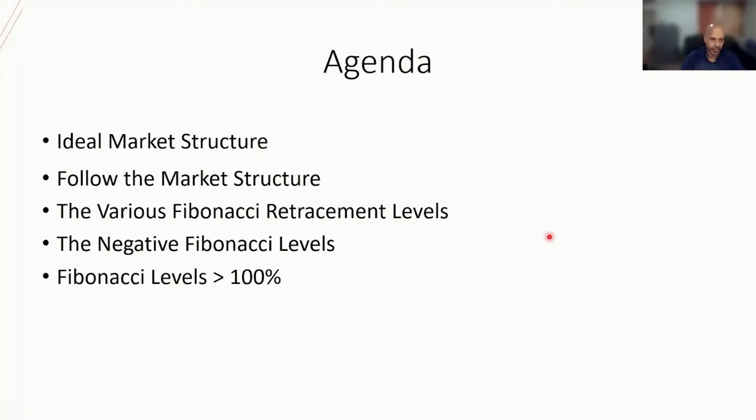We are going to identify what is an ideal market structure, what type of price structure in reality mimics the ideal market structure, and then how to follow that, and how we draw the Fibonacci retracement from the starting point to the end point. Then we'll also look at the various Fibonacci retracement levels. Then we'll also touch on the negative Fibonacci levels as well as the levels that are greater than 100%.